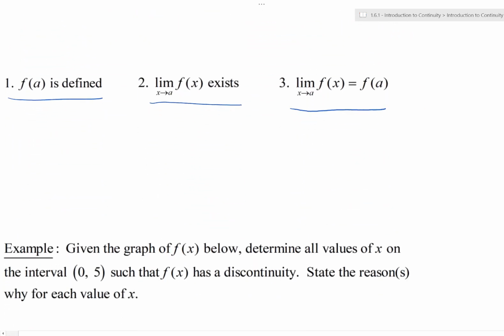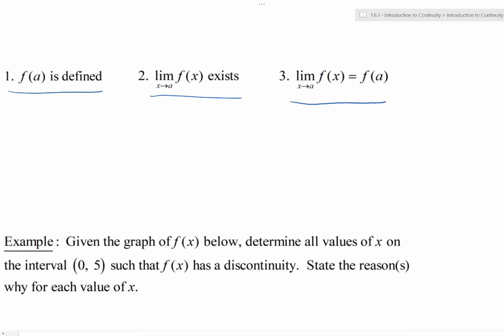So what we're going to do to wrap up this video is look at a graph of a function. Initially here in this first video on continuity, given a graph, can we identify the locations for which the function is discontinuous, and then state specifically why it's discontinuous? So that's what we're doing here. We're going to be given a graph of function f of x below, specifically on the open interval 0 to 5. And on that open interval, we'd like to identify any values of x for which the function f of x has a discontinuity and state the reasons why for each of these locations.